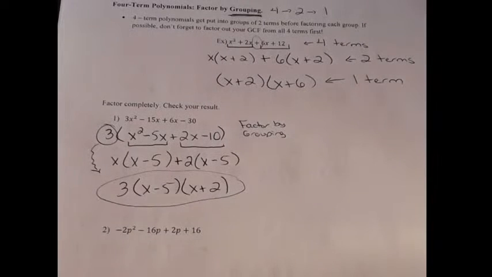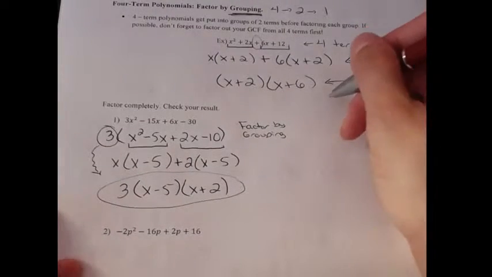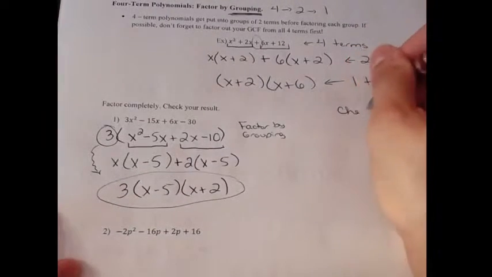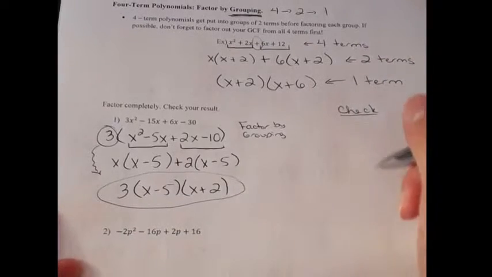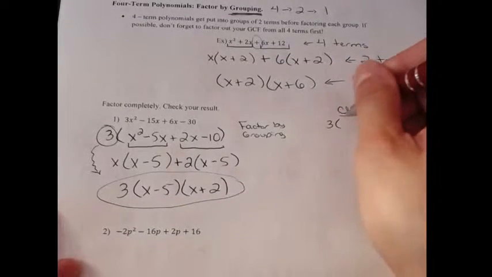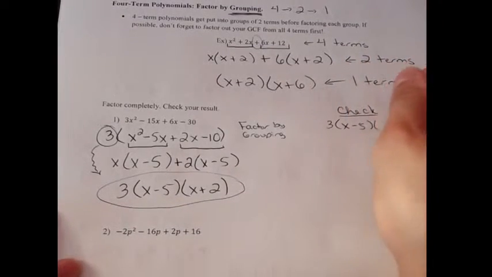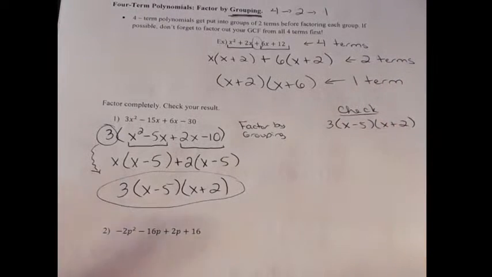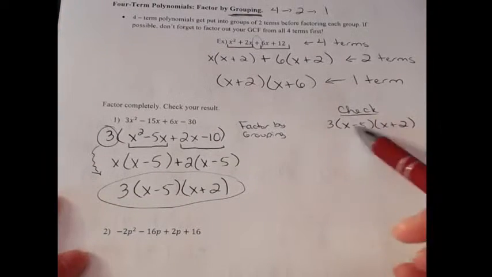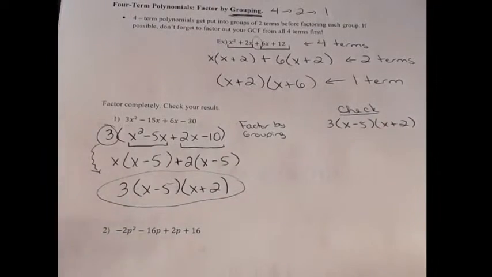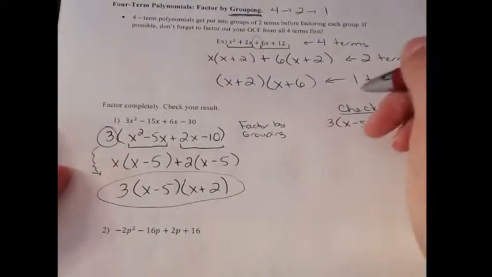Now, let's say you don't believe me, right? Let's say you're like, nah, this is a magic trick. So I'm going to check my answer to prove that to you. So I'm going to rewrite my solution. 3 times x minus 5 times x plus 2. You can do this in multiple ways. If I were you, I would actually just multiply your binomials first and then distribute your 3. So wait to the end to distribute your 3.